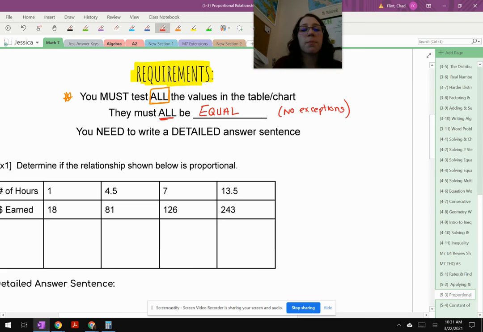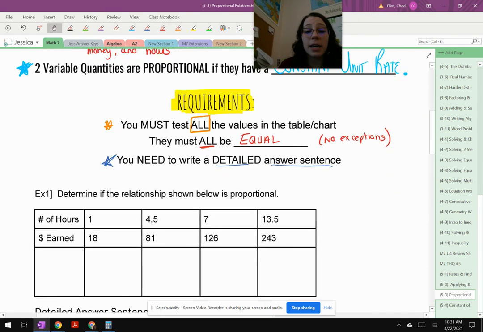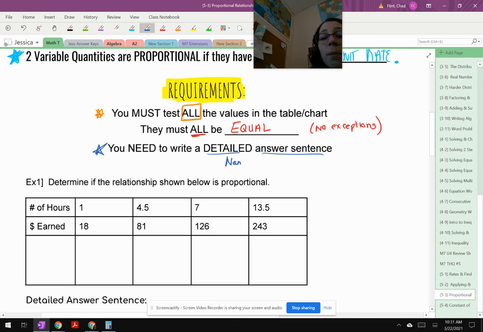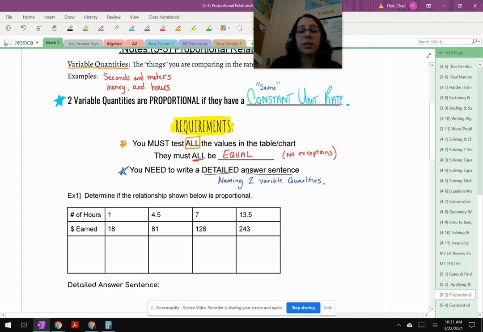No exceptions. And this is the big one that you guys are going to struggle with because you hate to write sentences, but you need to write a detailed answer sentence where you're naming the proportion or the two variable quantities. Naming two variable quantities. Very, very important. So we're going to put all this into action with our next two examples, and I'll show you what that detailed answer sentence is supposed to look like. You need to name the two variable quantities.